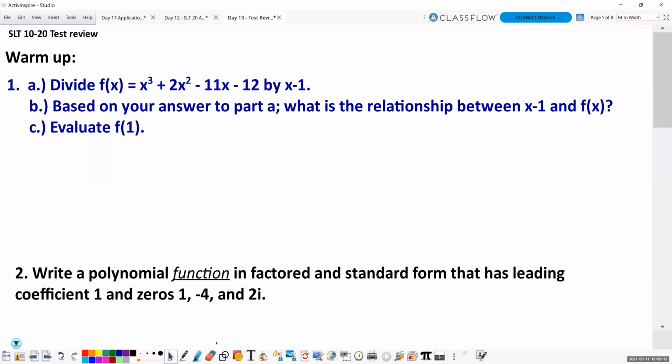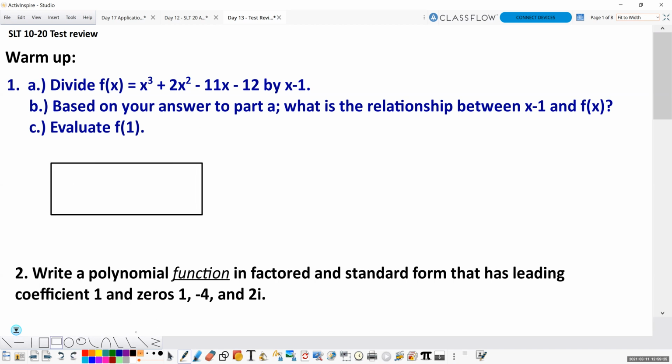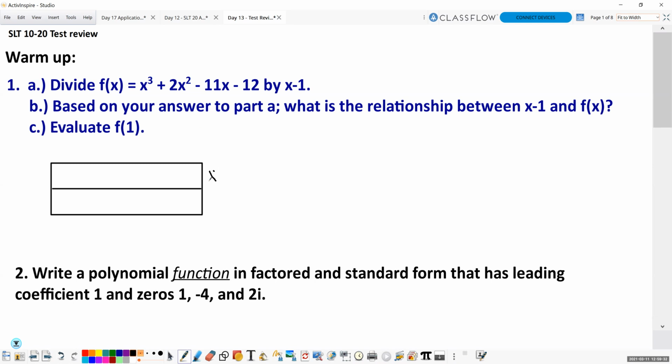Okay. So we are first asked to divide f of x by x minus 1. I'm going to use the box method. If I need to divide again, I will use long division. So we have x minus 1, and we're dividing into x cubed, 2x squared, negative 11x, negative 12.